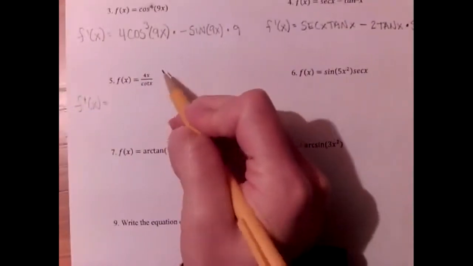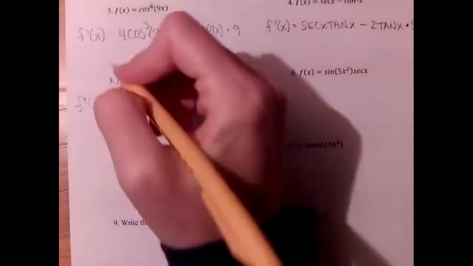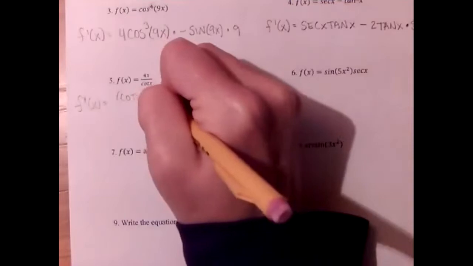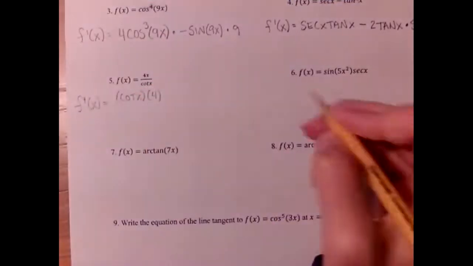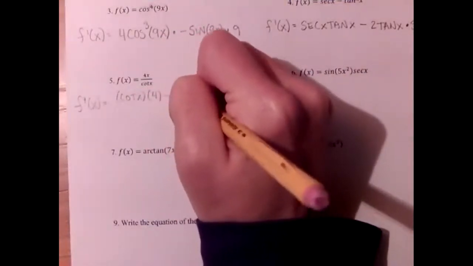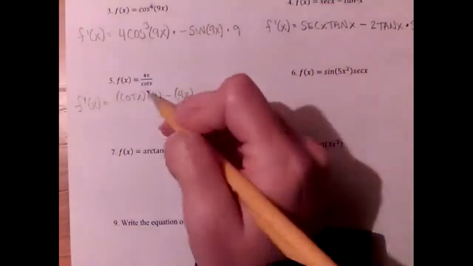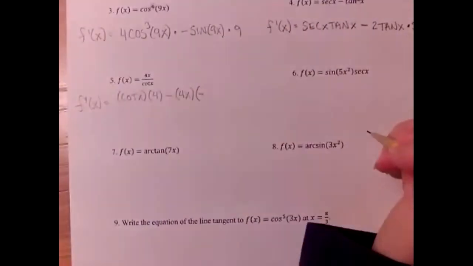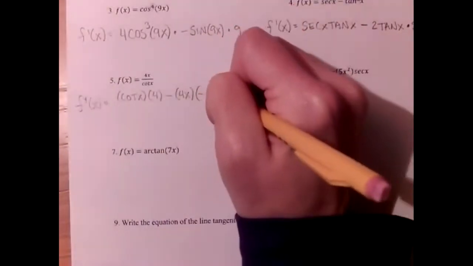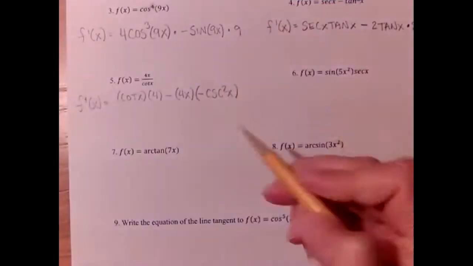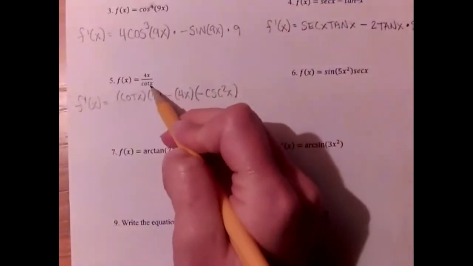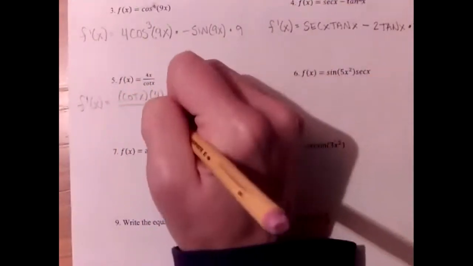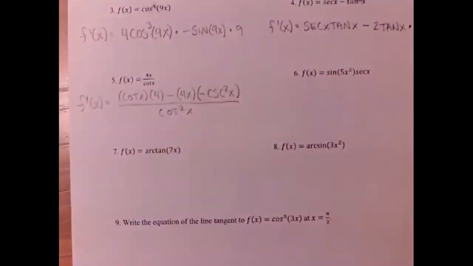All right. This is a quotient rule. So quotient rule is the denominator times derivative of the numerator, which would just be 4, minus the numerator, and then derivative of the denominator. Okay, cotangent. It's a co, so I know it's going to be negative, and it is negative cosecant squared. There's not a chain rule because it was just x. And then this is all over the denominator squared.